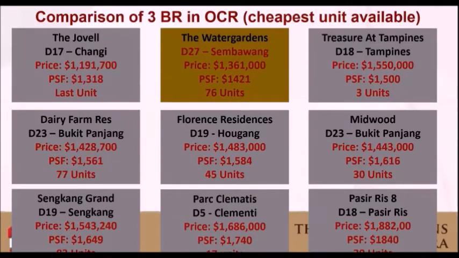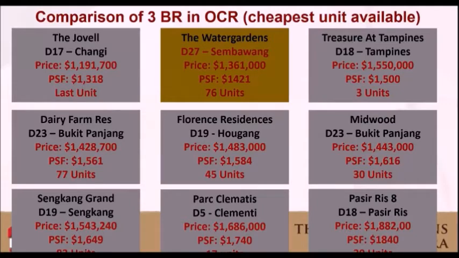So below the price tag of 1,005 PSF, again, we have Jovel and Watergardens. But do take note that the rest of the projects in the OCR for 3-bedroom have hit a high of 1,005, 1,006, 1,007, and even 1,008 PSF.